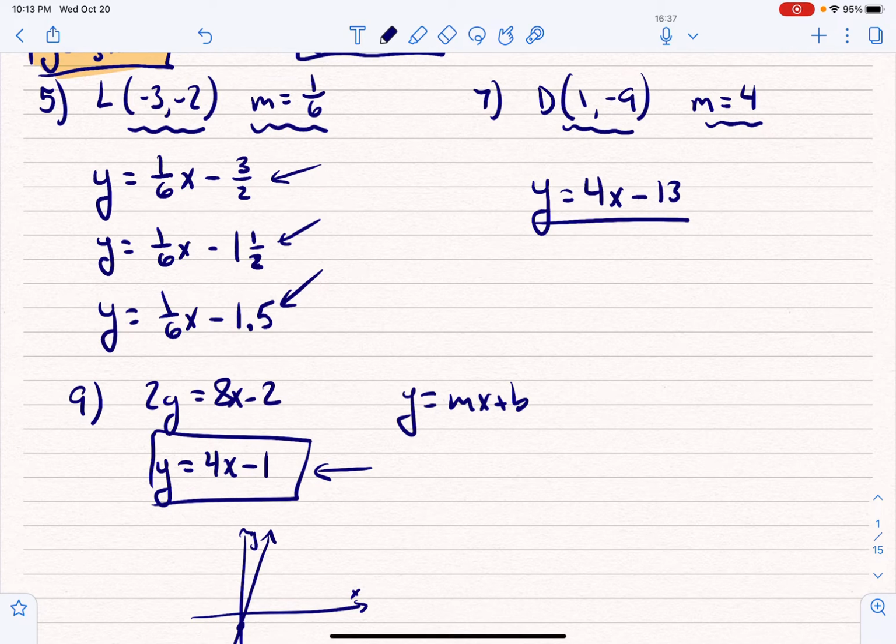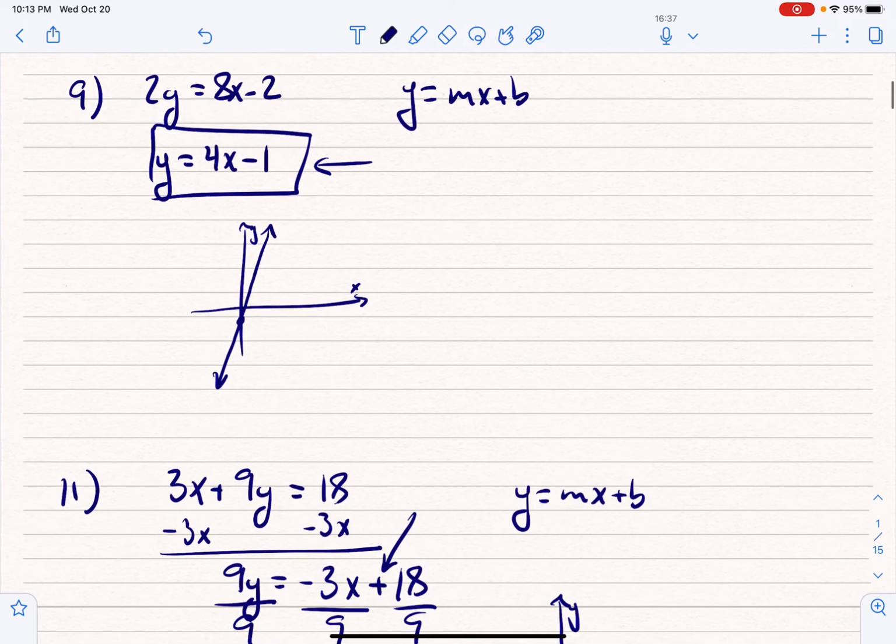All right. And then for 9 through 15, you were given an equation, and your job was to write it in slope-intercept form and then graph it. For this first one, it said 2y equals 8x minus 2. The most basic fundamental rule of slope-intercept form is that the y has got to be by itself. It's got to say y equals. So you're always trying to isolate the y on one side of the equal sign all by itself.